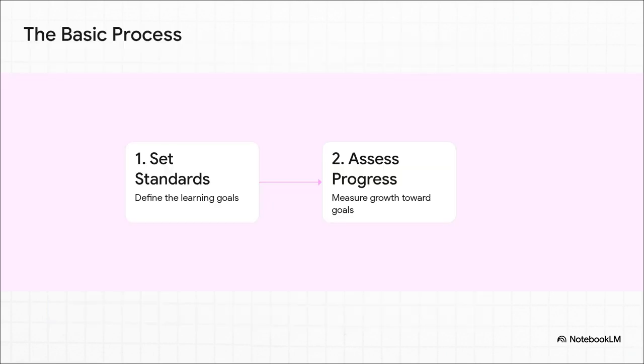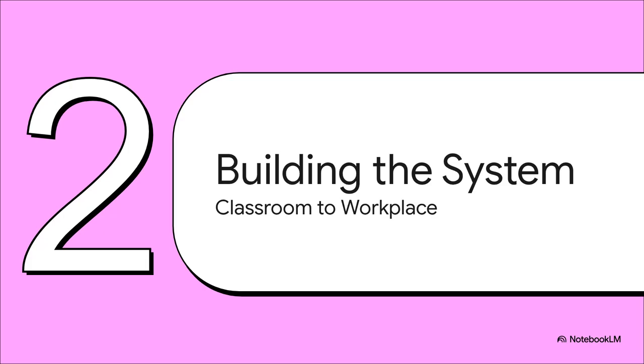So, it really just boils down to this two-step process. First, you define the destination with standards. Then, you check your location with an assessment. This simple-sounding cycle is the engine for the entire system, driving everything from how a curriculum is designed to how we hold schools accountable.